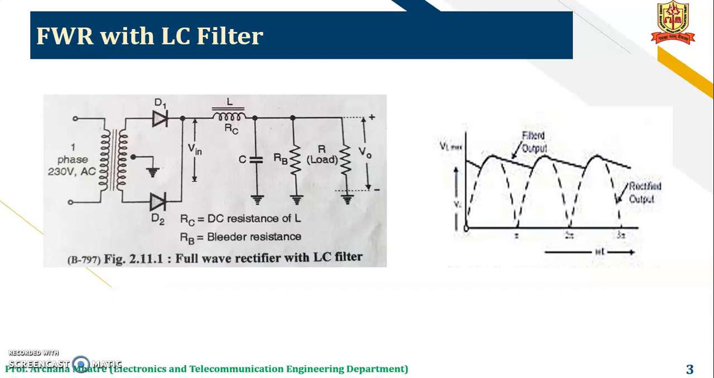Now here is the circuit diagram of a full wave rectifier with LC filter. You can see this is the circuitry of the full wave rectifier. This is the inductor, capacitor. This is RB. RB is the bleeder resistor, which is additionally connected in this LC filter circuitry. And this is the load. Across the load we get the output of the filter.